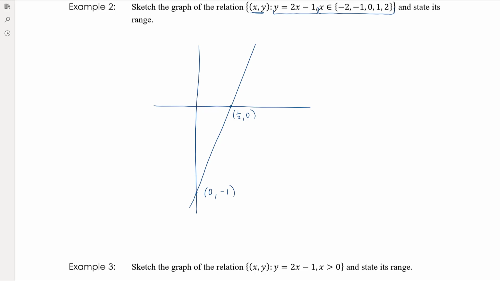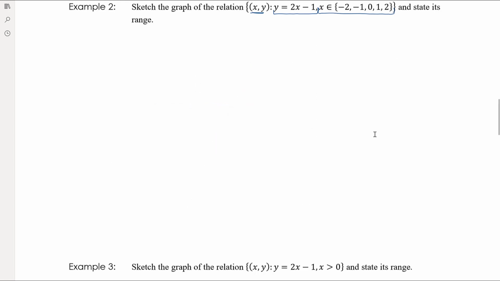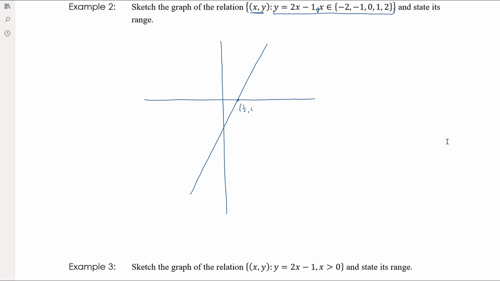But we're not drawing that graph. Sorry, I should have used a different axis, given what I'm about to do. Just give me 1 second. Let's just draw that axis a little bit better than that. Ooh, sorry, dropped my pen on the screen. Okay. Alright, so let's say we've got half, 0, and 0, -1.